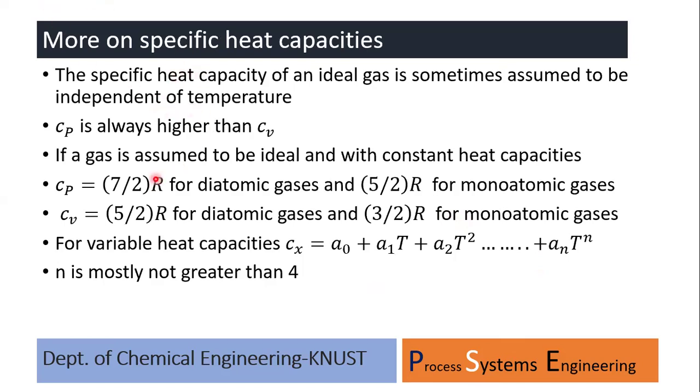Okay. Now, on specific heat capacities, one thing to note is that Cp is always going to be higher than Cv, right? So the heat capacity at constant pressure is always going to be higher than the heat capacity at constant volume. When we are dealing with ideal gases, we can make some assumptions, or we can work with some expressions. So we can say that this specific heat capacity at constant pressure is just 7 over 2 times the universal gas constant, right? And that's for diatomic gases. If it's a monoatomic gas, then we use 5 over 2. If you're considering the specific heat capacity at constant volume, then these are the coefficients we use rather. So 5 over 2 for diatomic, and then 3 over 2 for monoatomic.